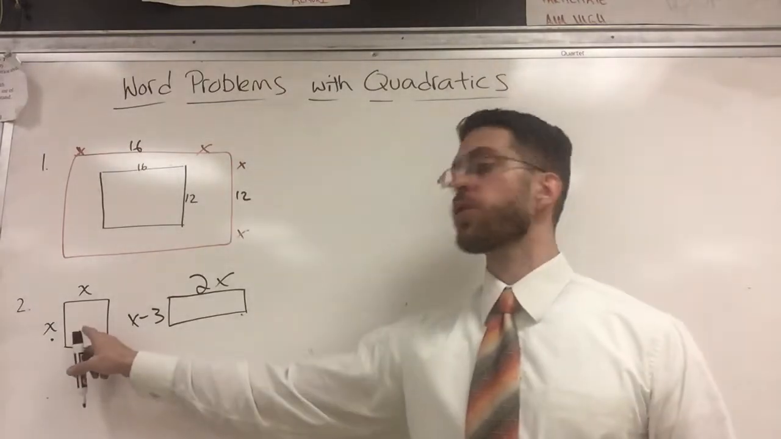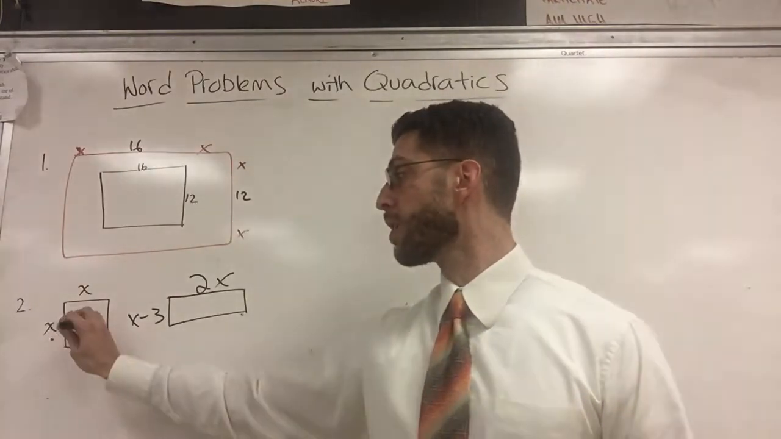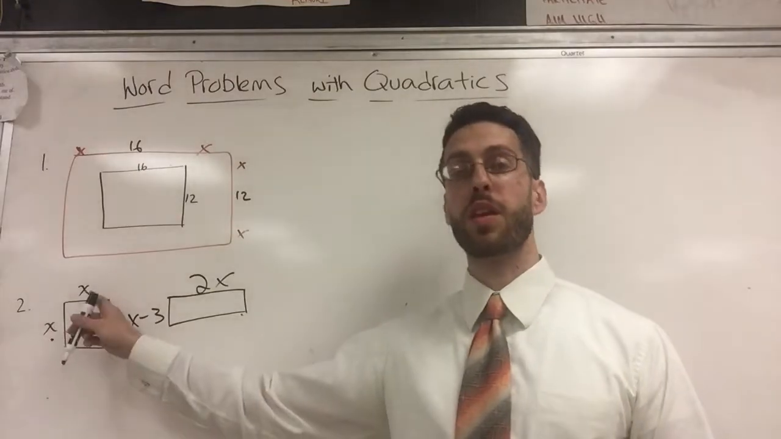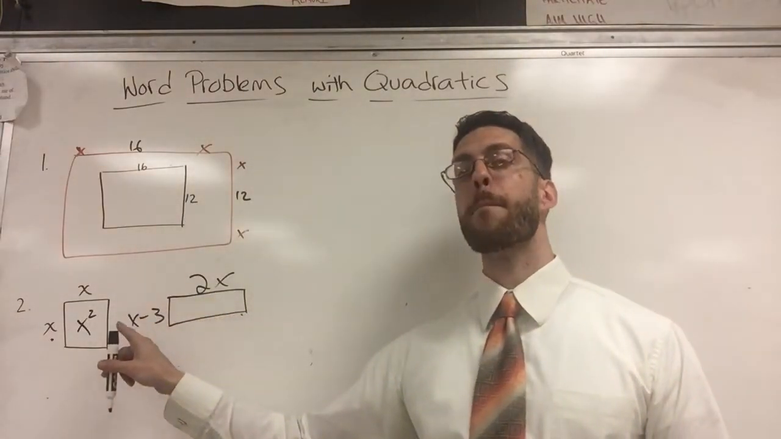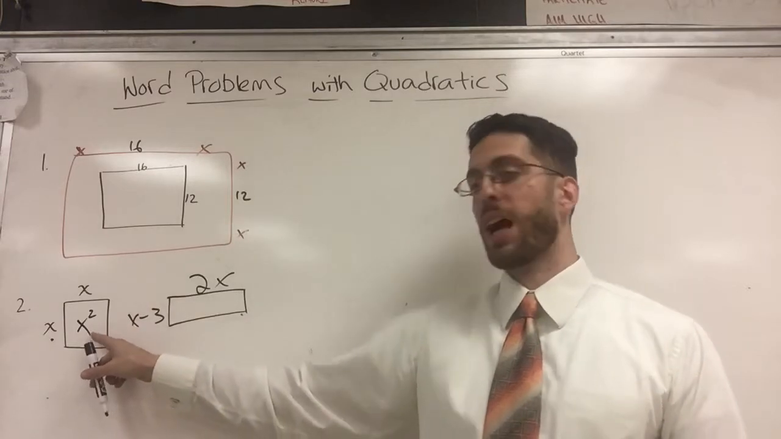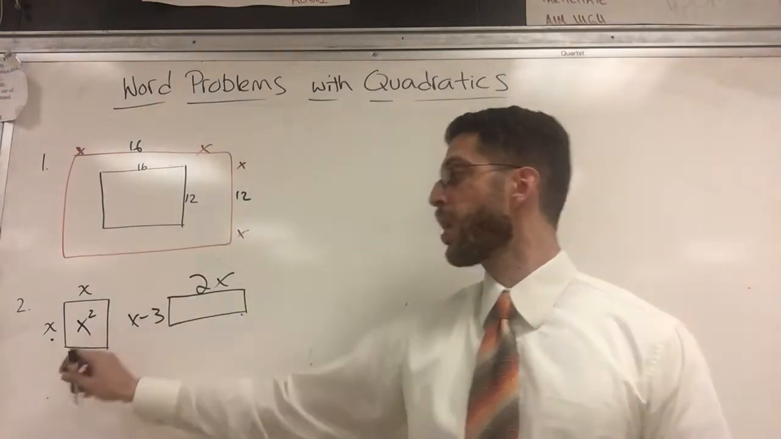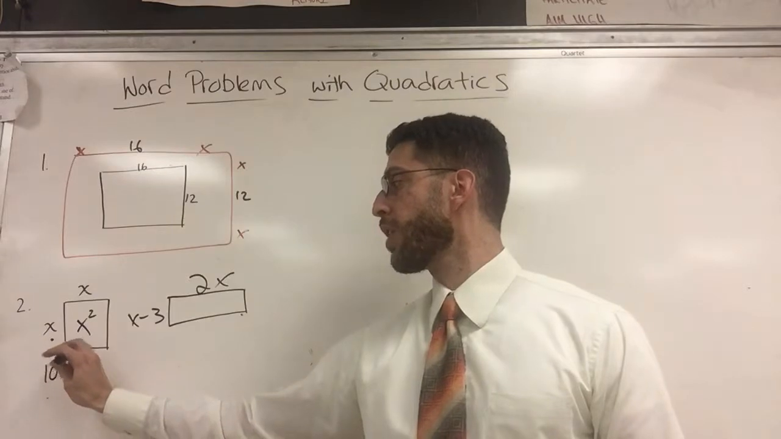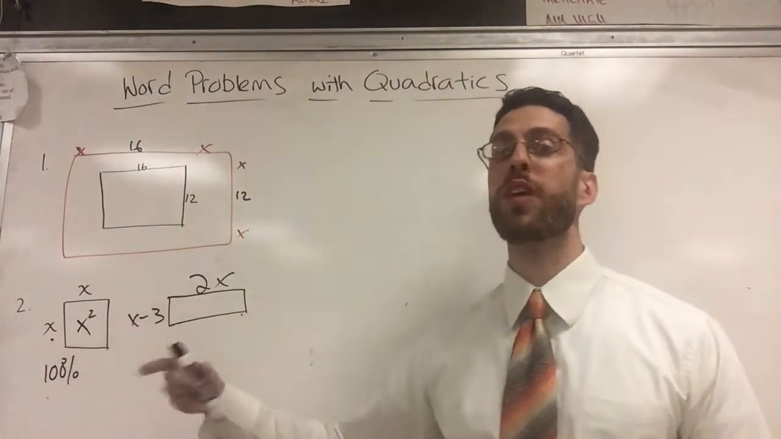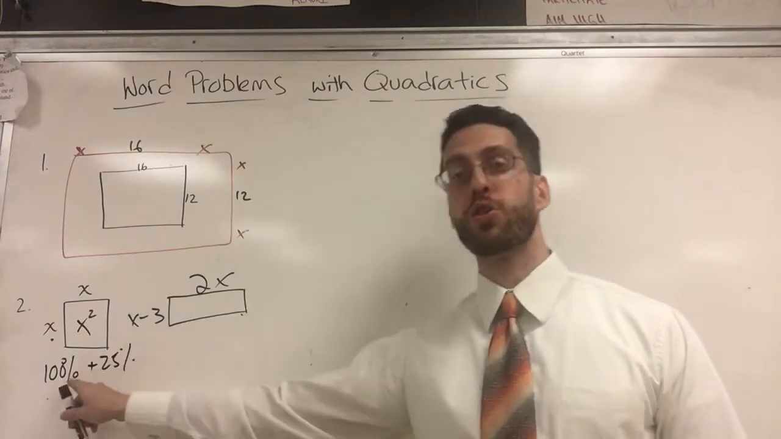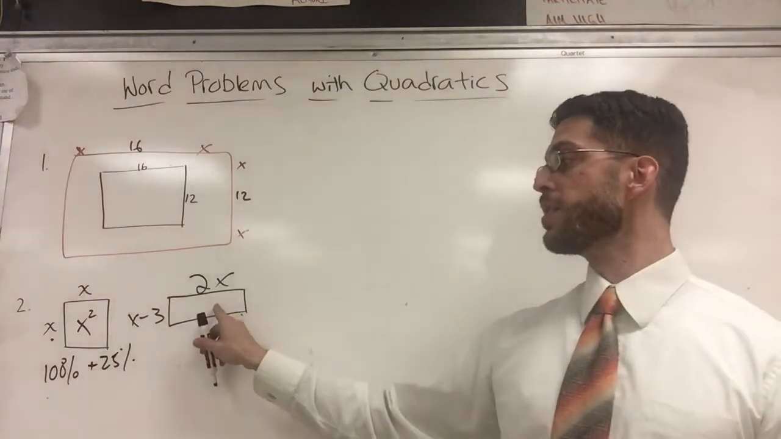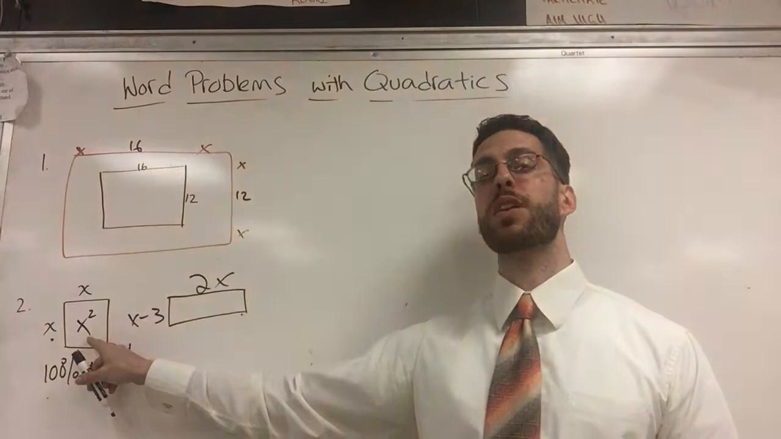So if this is the original, what's the area here? The area is x squared, length times width. The new area is going to be 25% more than that. Now I don't know what that number is, but I know whatever it is, the area was 100%, and then 25% more is going to be 100 plus 25, 125%. So this area is 125% of that area.